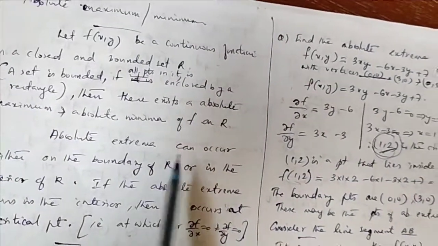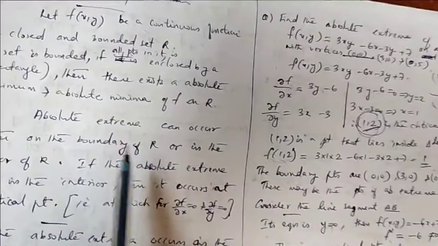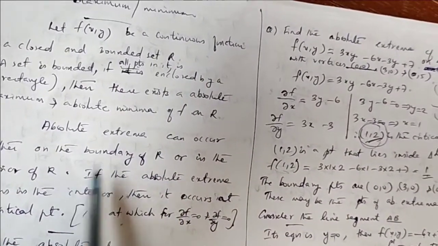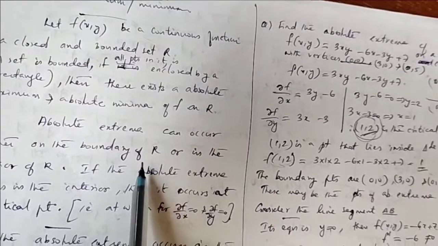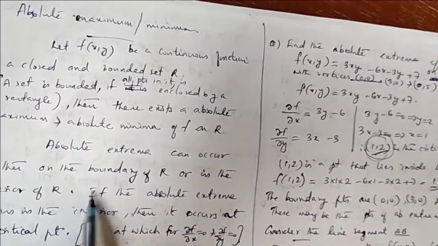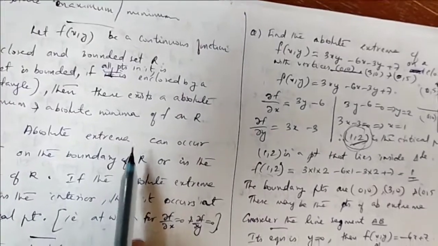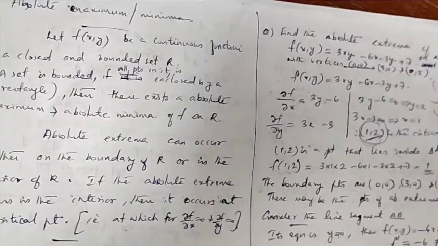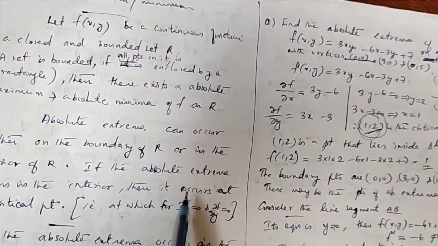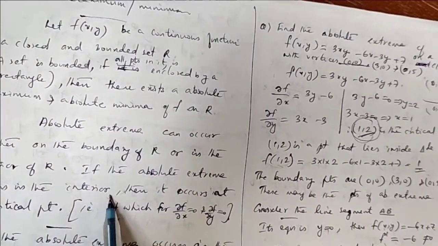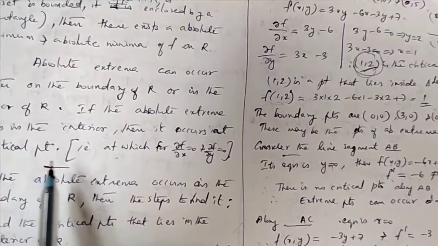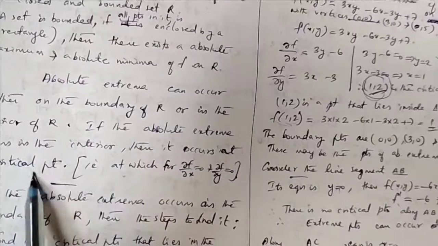This is another way of finding the extrema. Absolute extrema can occur both in the interior part of the region or on the boundary of R. R is the region, a closed region. So absolute extrema can occur both in the interior or at the boundary points. But if it occurs at an interior point, then it occurs at a critical point. So there may be a chance of finding the absolute extrema at the critical points also.